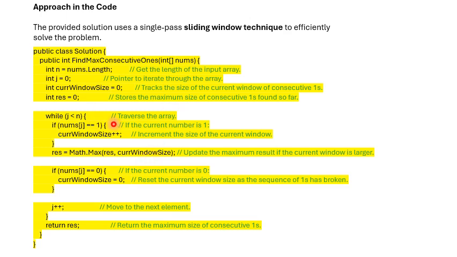Since this problem only has to find consecutive ones, whenever we encounter a 0 while traversing, we have to reset our current window size to 0. And j will always move to the next element. At the end, after this loop, we can simply return the result, which is going to give us the maximum number of consecutive ones.